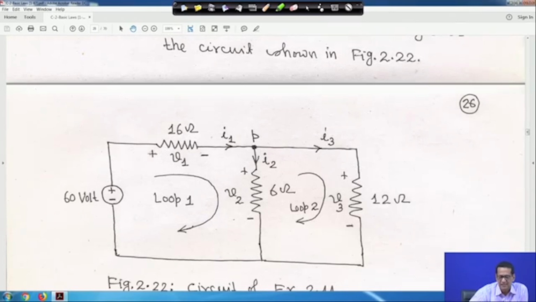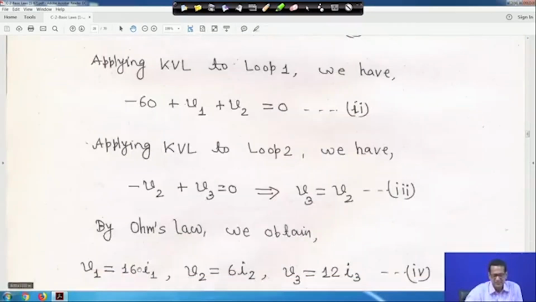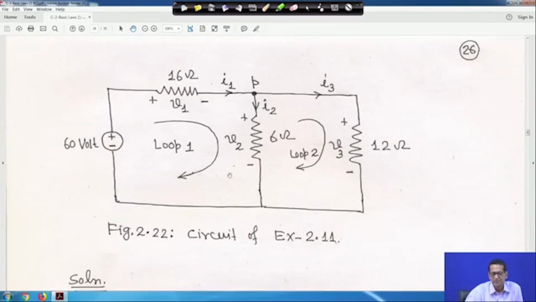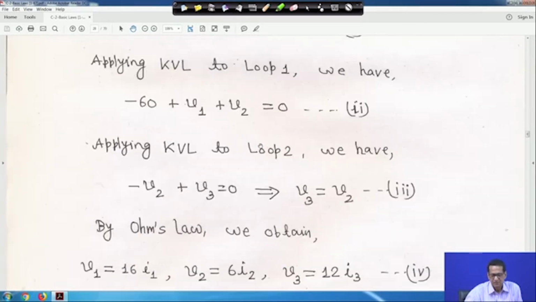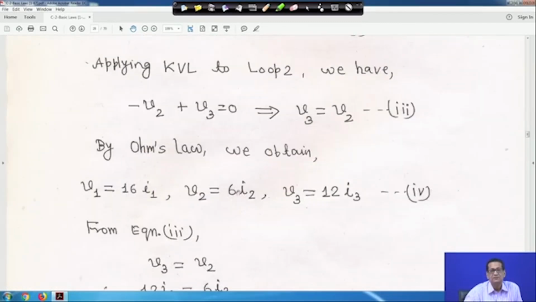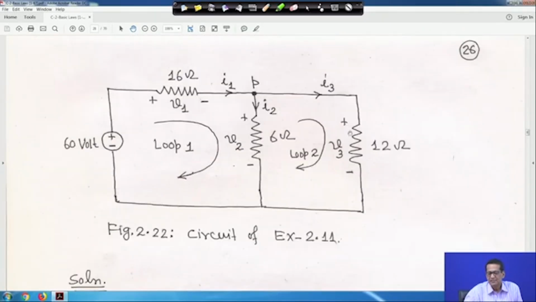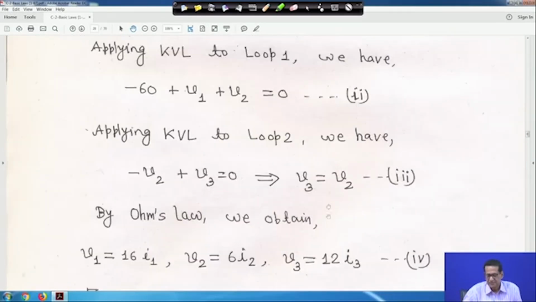By Ohm's law, this current, we are taking clockwise, is I1, and it is entering into the positive terminal. So, V1 is equal to 16 I1, because the current flowing through this branch enters the positive terminal. Similarly, for V2, I2 is entering the positive terminal, so V2 will be 6 I2. And here I3 is entering the positive terminal, so V3 will be 12 I3. So, V1, V2, V3 you have got in terms of I1, I2, I3.